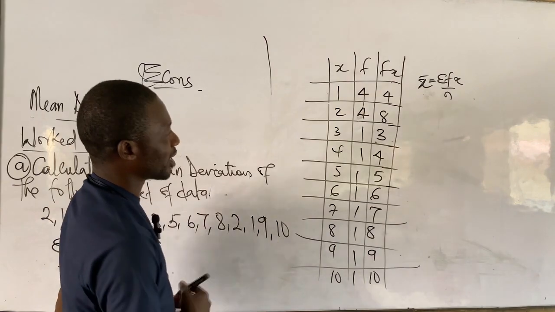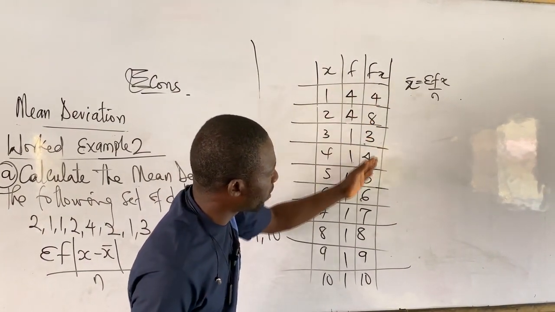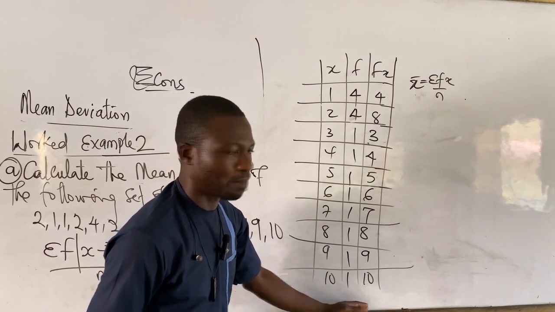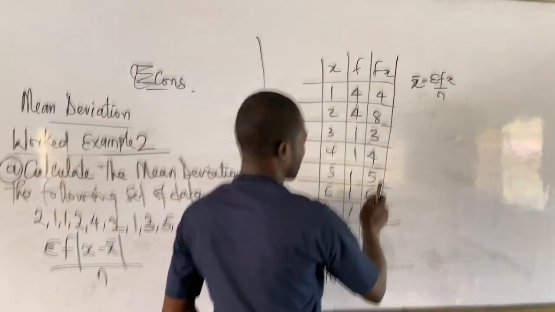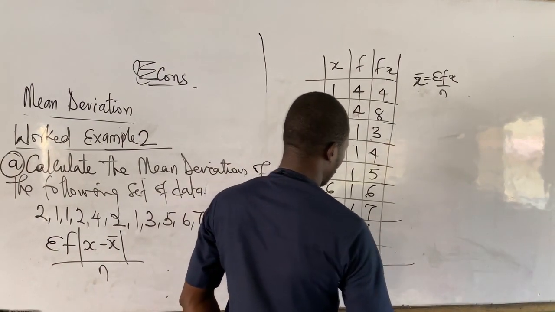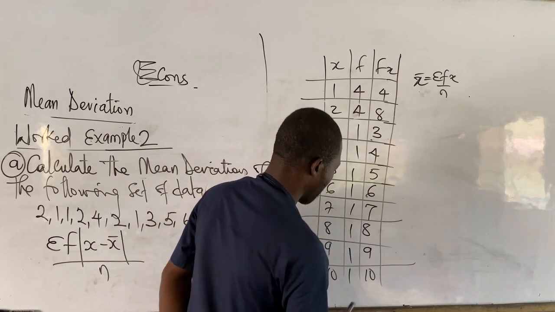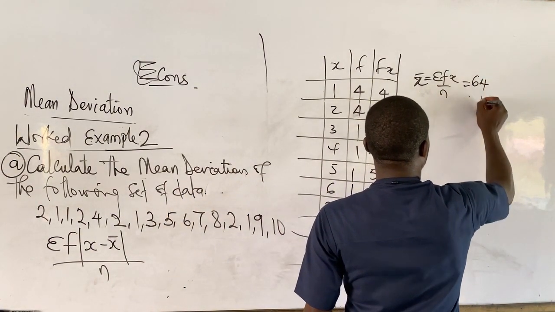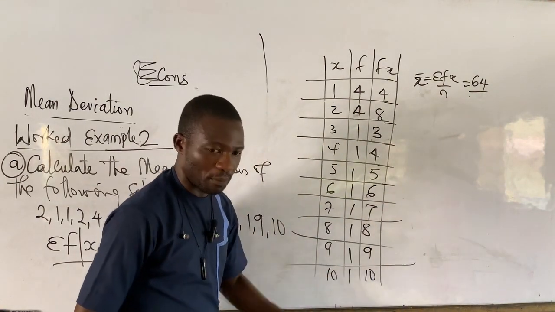So how do we get our summation fx? Summation fx means we have to sum up all the numbers under fx. Quickly, let's sum it up. We have 4 plus 8, that will give us 12, 15, 19, 24, 30, 37, that will give us 45, that will give us 54, and that gives us 64. Now, we have been able to sum this up.